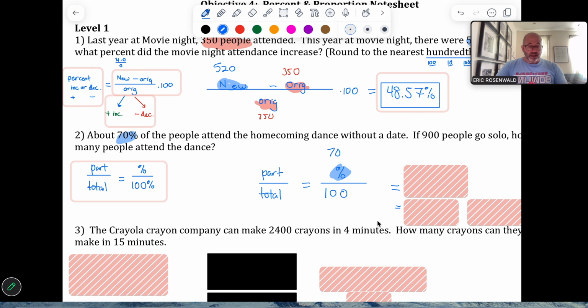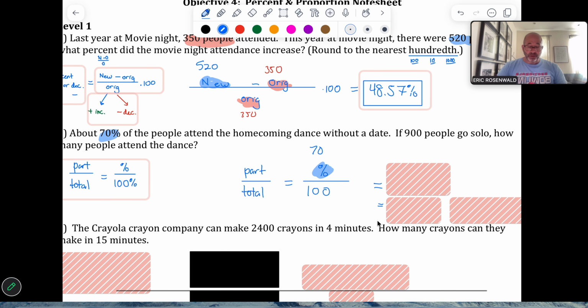Attending a homecoming dance without a date. 900 people go solo. So this is part of all of the people that went. We had 900 people that went solo and 900 people that went with a date. So what's the total? We don't know what the total is here, okay? So when we say 900 people go solo, this is the part that's taking place right here. It's going to be 900.